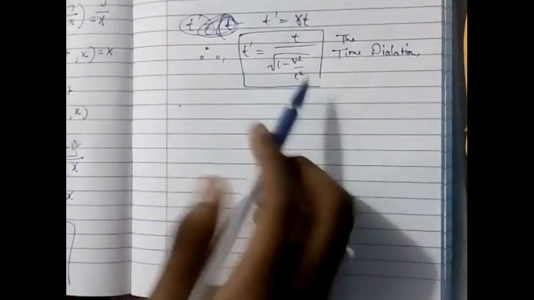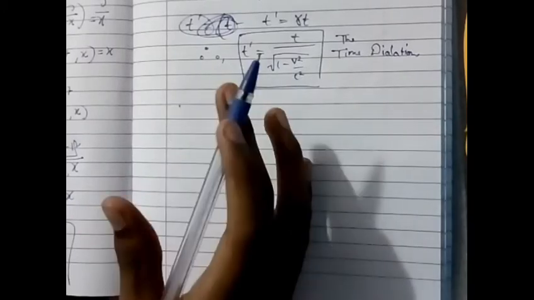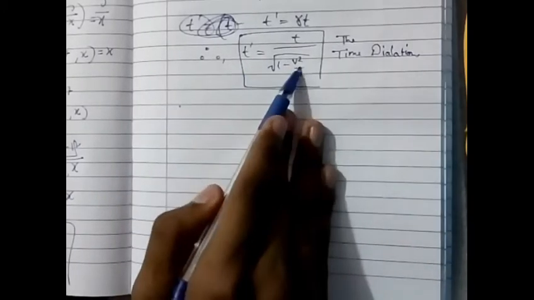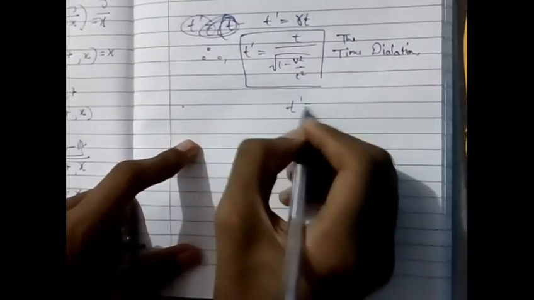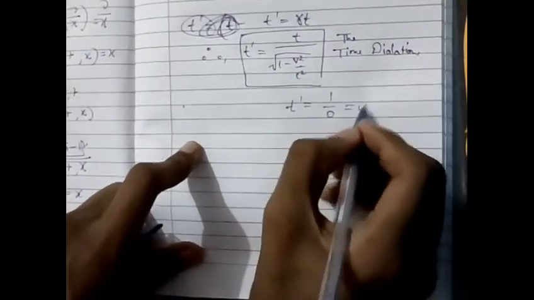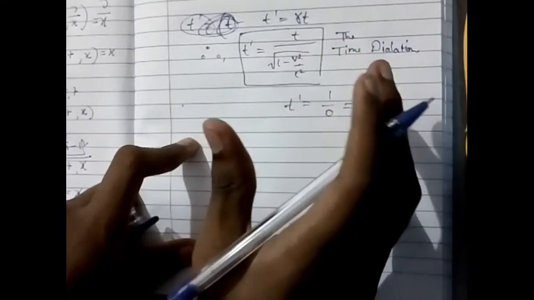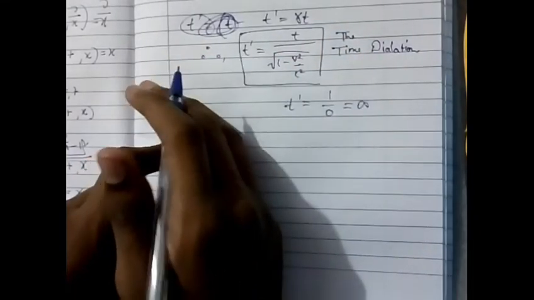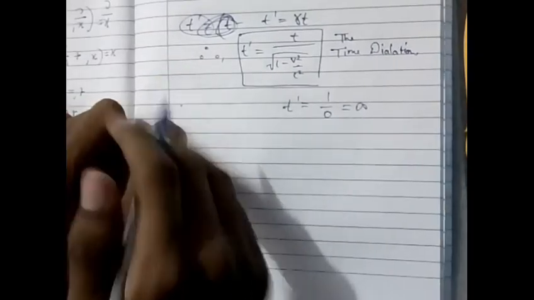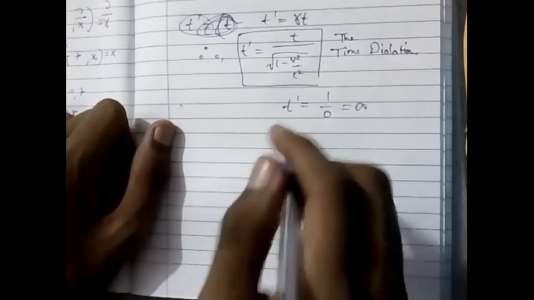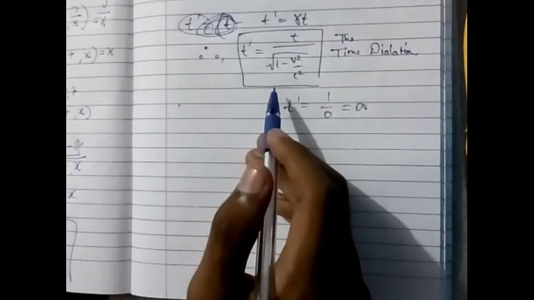So what does time dilation actually mean? Time dilation means that the faster you move, the slower your time moves. So when v equals c, t prime will be equal to 1 over 0. That's infinity. But when you move at the speed of light, the time should be 0, but it is showing me infinity. But that's just due to some mathematical terms, so not to be confused with that.